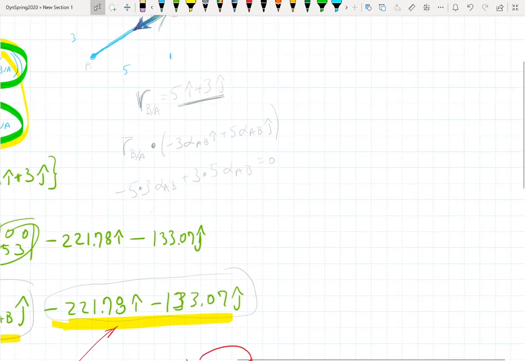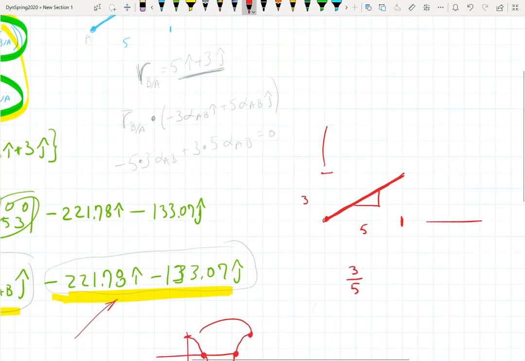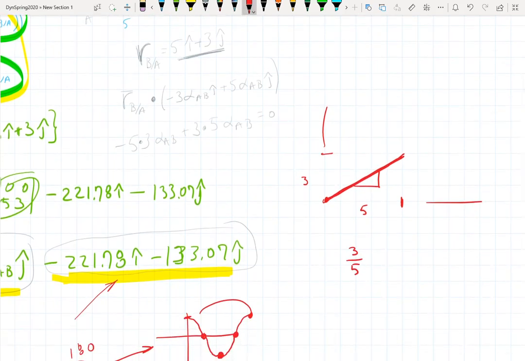Another way is, I got a vector that starts here, 1, 2, 3, 4, 5, moves out 5, moves up 3. Here's the vector. So for every x value, if you want to look at the slope in an x and y plane, it's the rise over the run. So the other question is, both of these are negative, so they point back that way. They should have the same ratio.